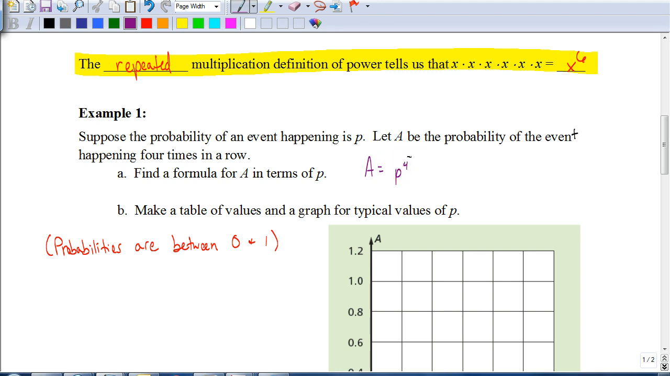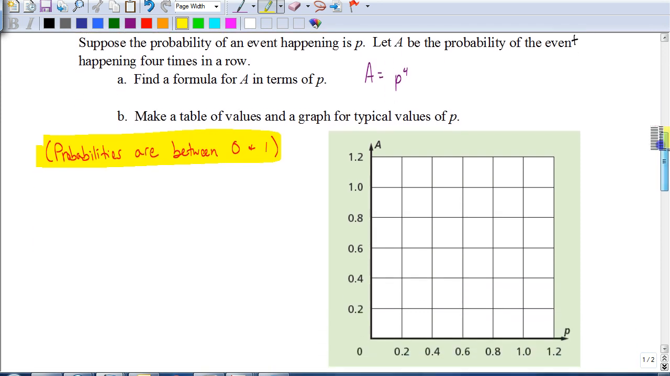So what we're going to do is graph out what this probability would look like. Now, a little note about probabilities: probabilities always occur between 0 and 1. If I have something that's got a probability of 0, that means it's impossible. If you have a probability of 1, that means it's impossible for it not to happen. That means it's going to happen 100% of the time.